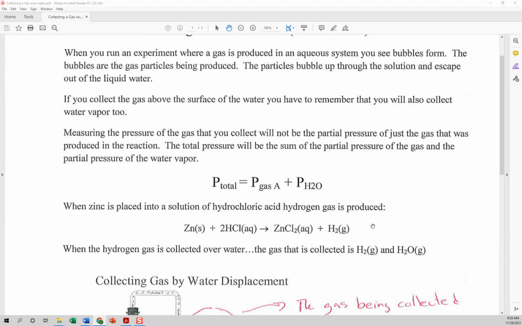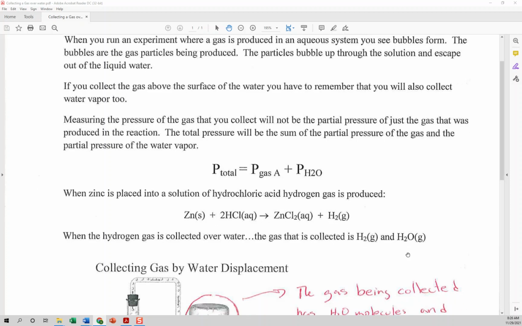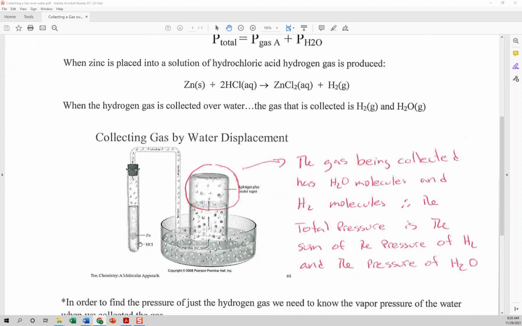So that's going to bubble out of solution, and we can collect that gas somewhere else. But if we collect it above water, the gas we're collecting is hydrogen plus water vapor. So notice, here's the reaction going on. The hydrogen gas is bubbling up, and it's going through here, and it's being collected up here. So this gas right here is hydrogen gas, but also notice it's above water. So there's water molecules that are making it. Some of the water molecules are going to evaporate, and you're going to get some water vapor pressure.